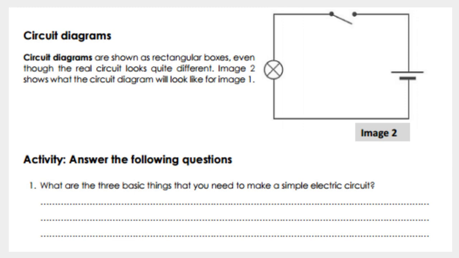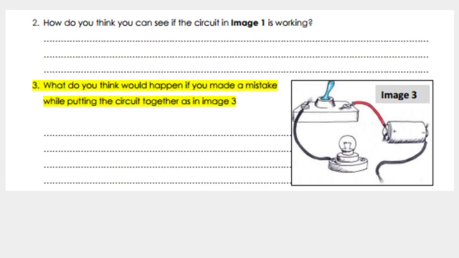Activity: answer the following questions. 1. What are the three basic things that you need to make a simple electric circuit? 2. How do you think you can see if the circuit in image 1 is working? 3. What do you think would happen if you made a mistake while putting the circuit together as in image 3?